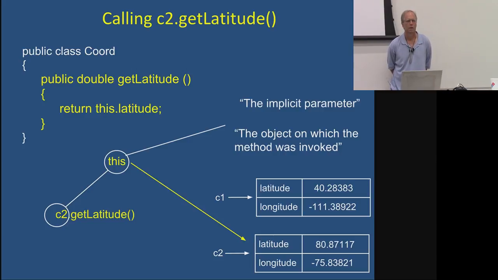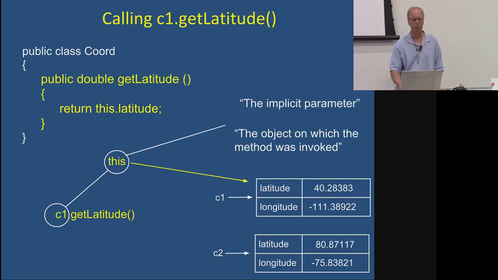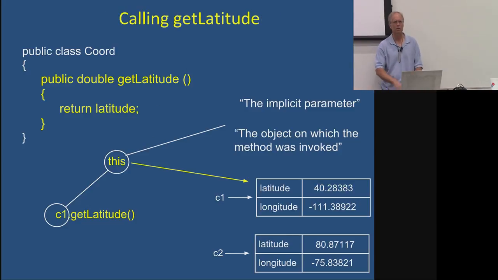Yes? I'm still kind of confused on why we would need this dot latitude if we invoke C2 or C1 dot get latitude inside of this method. So you're wondering why don't we always just say latitude instead of this dot latitude? Yeah. With the understanding that when we say latitude, we really mean this dot latitude. Yeah, that's a hard question. Until I can show you an example, let's not worry about it. When you actually see an example, it'll make perfect sense.